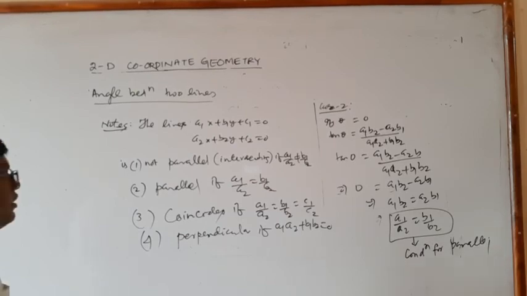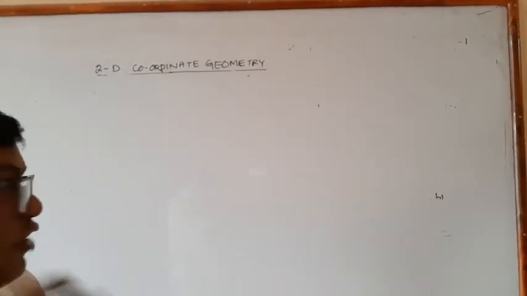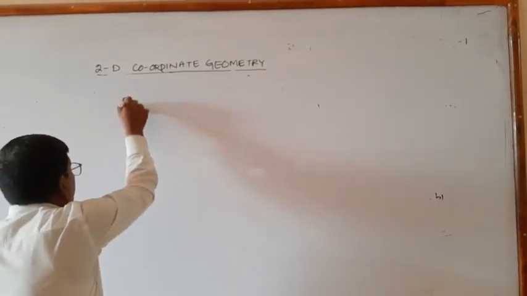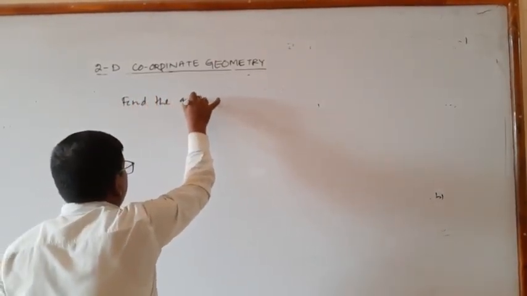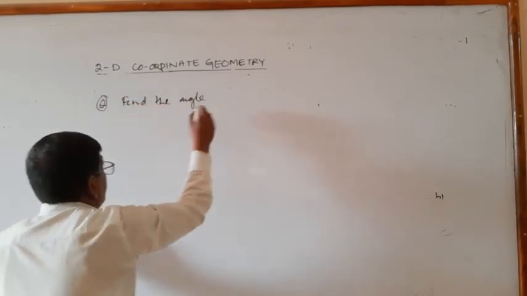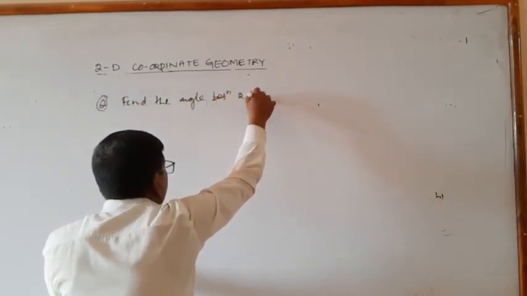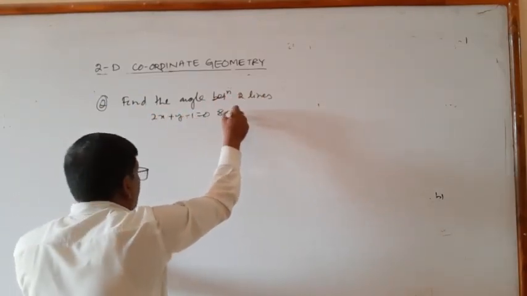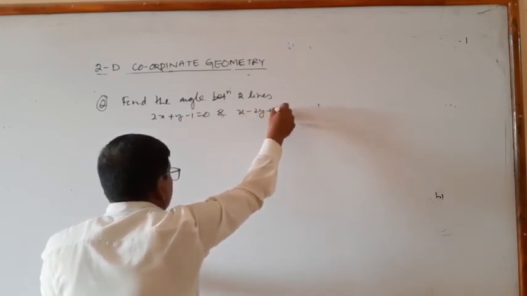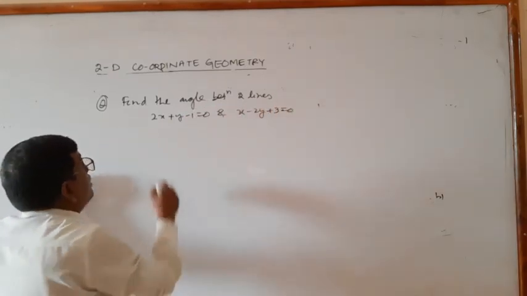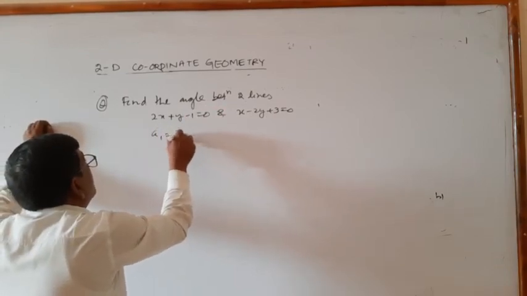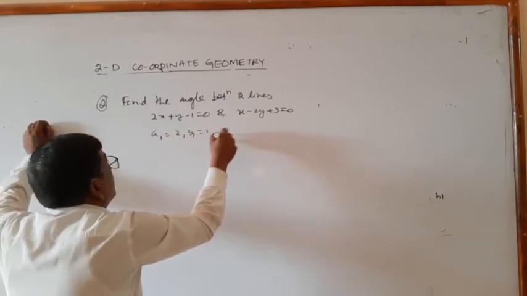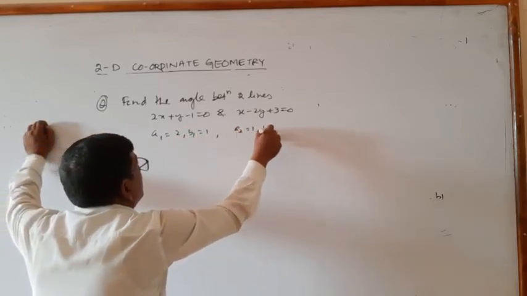Okay, now this is the angle between two lines. One question: how to find the angle between two lines? Find the angle between the two lines 2x plus y minus 1 equal to 0 and x minus 2y plus 3 is equal to 0. Here a1 equal to 2, b1 equal to 1, a2 is equal to 1, b2 equal to minus 2.